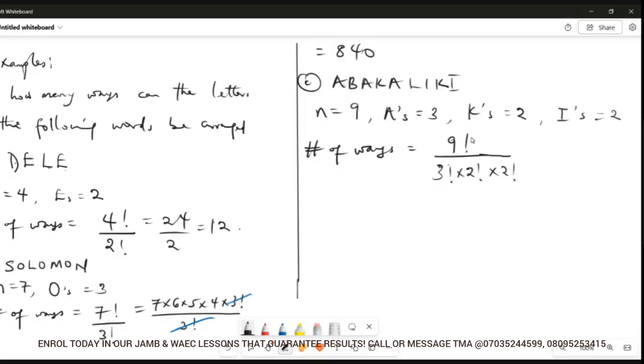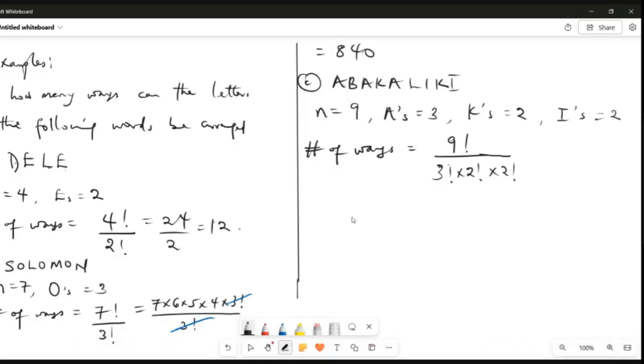I do hope that the understanding is very clear. Now go to your past questions and solve as many questions as you can on permutation. I've not taught you combination. So this is permutation and factorial. This is everything you need to understand. Any question that gives you a problem, come to this comment section and drop it there. We're going to provide solutions to it.